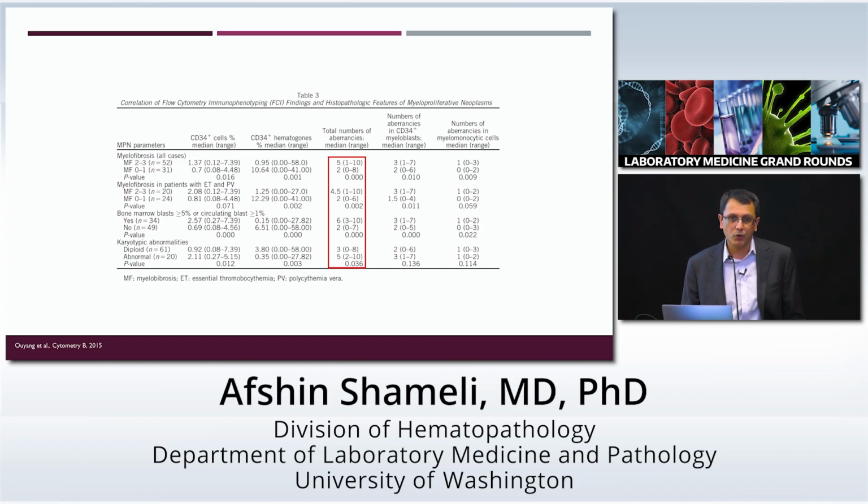The abnormalities are more commonly seen when there is overt fibrosis, or when there is increased blast population or abnormal karyotypic findings. So to summarize, in the setting of Philadelphia chromosome negative myeloproliferative neoplasms, flow cytometry findings are less common compared to MDS, but they may be helpful when a progressive disease is suspected.